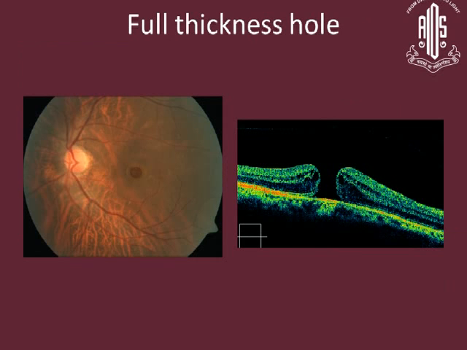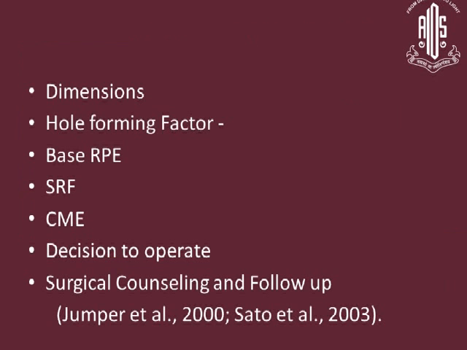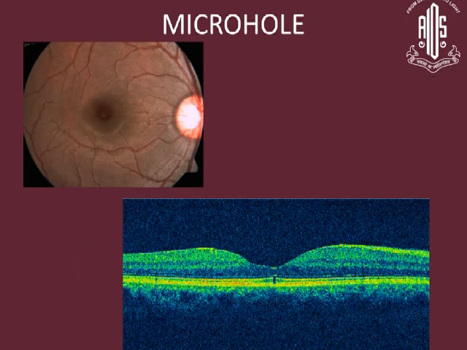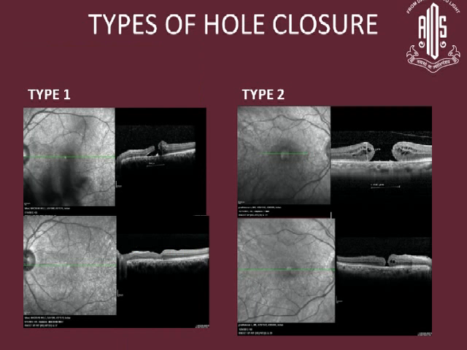This is a full thickness macular hole. So it helps in identifying the hole forming factor, base, RPE, whether it is intact or is atrophied, the presence or absence of subretinal fluid, cyst or macular edema. We can decide on whether we should go ahead and operate or tell the patient of a poor prognosis, and definitely for surgical counseling and follow-up. So this is a picture of a microhole. These are types of hole closure which we can identify.